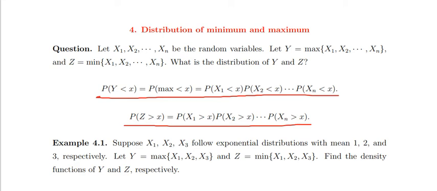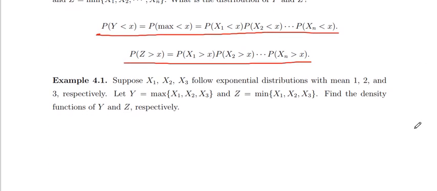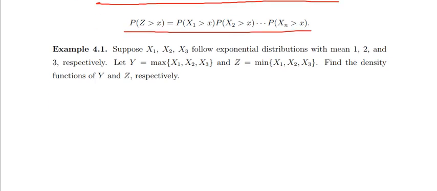So this considers a problem. Suppose X1, X2, X3 follow exponential distributions with means 1, 2, and 3. We want to find the minimum and maximum and their density functions. For the exponential distribution, we just remember that the density function is lambda e to the negative lambda x.